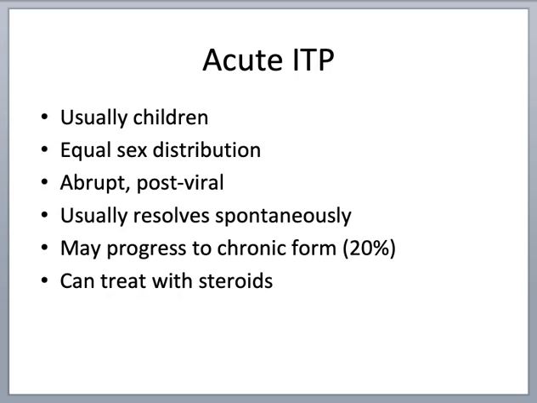ITP can also be subclassified clinically as acute or chronic. In acute ITP, these are usually children with an equal sex distribution. There's usually an abrupt onset because these are related to a preceding viral illness. These usually spontaneously resolve, although it may progress to a more chronic form in a proportion of patients. And this is treatable with steroids, and there's usually resolution and restoration of the platelet count.